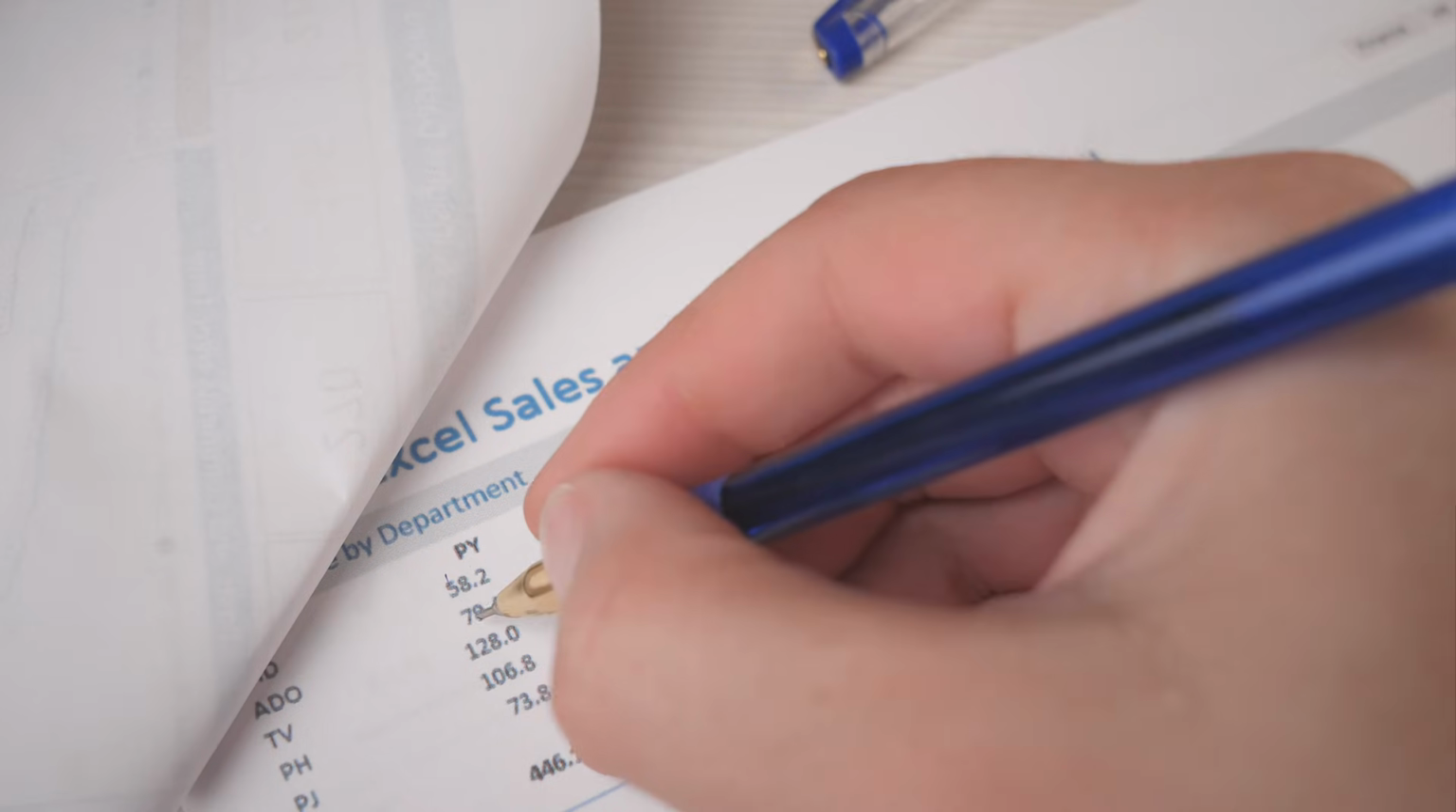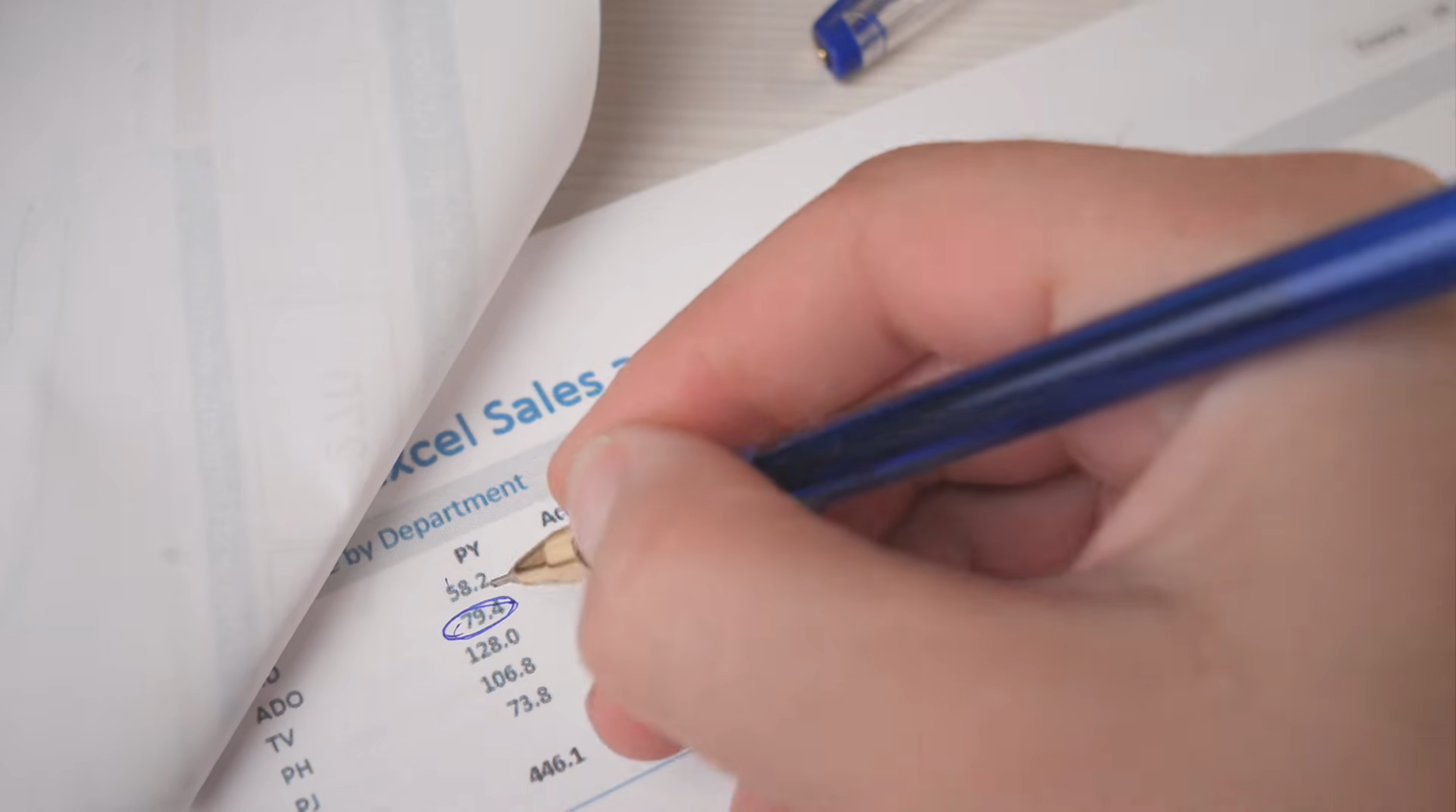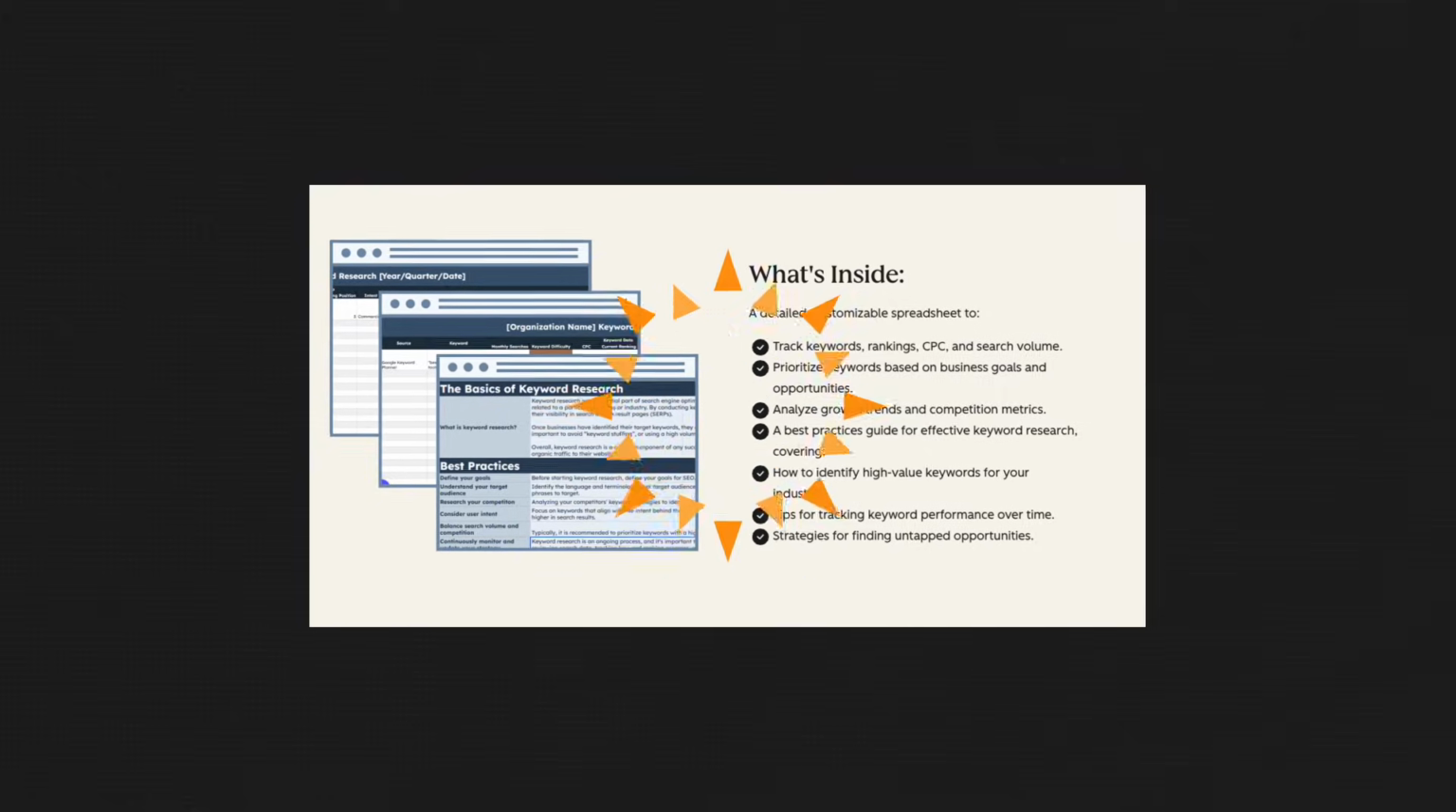I have seen in a lot of cases, between all this tracking keyword search volume, prioritizing high-intent keywords, and analyzing keyword performance, you lose sight of what is actually important, which is the overall performance. That's where this keyword research template comes in.